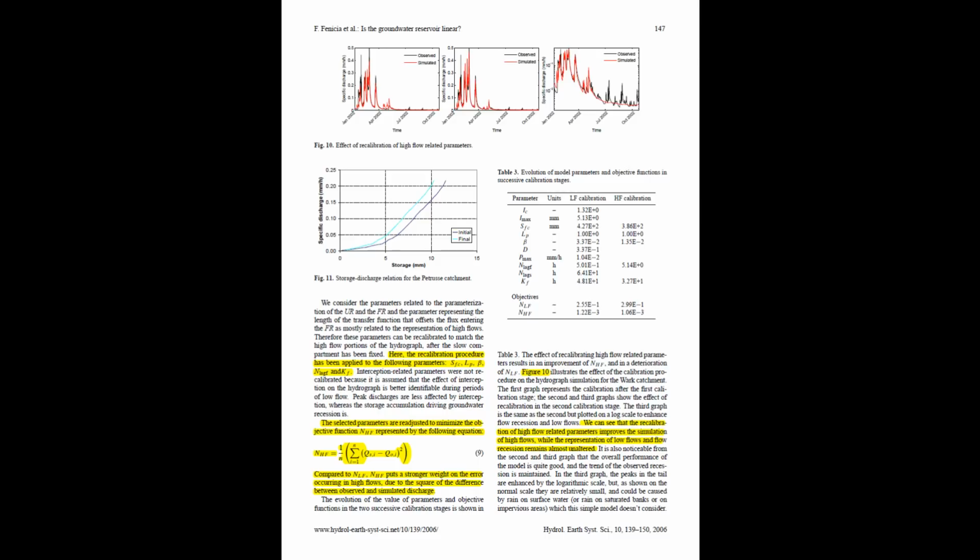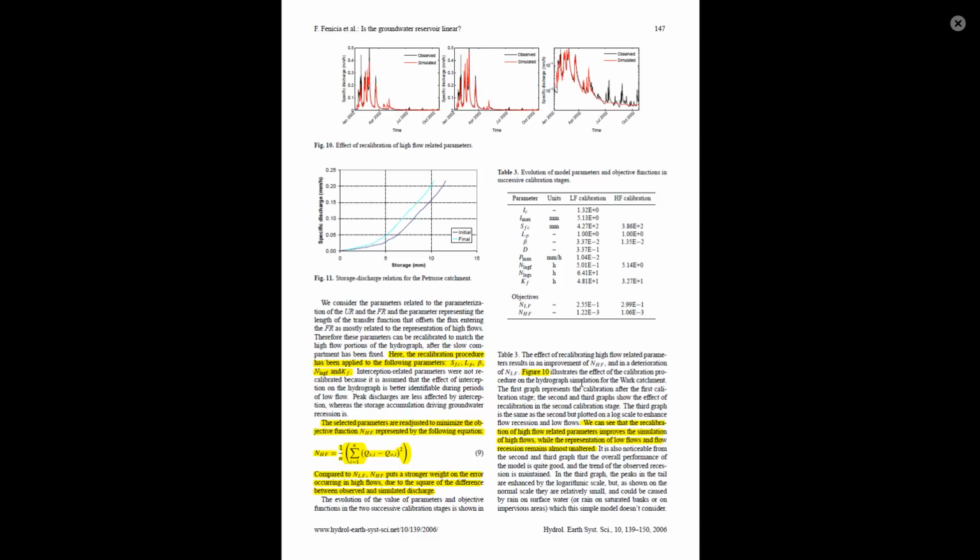Now within this step, the authors basically fix the parameters related to the slow flow reservoir. Instead they only focus on these 5 parameters which influence the high flows particularly. So it's sort of a stepped calibration approach they follow.